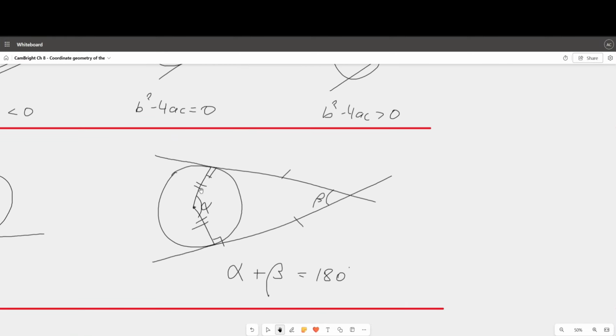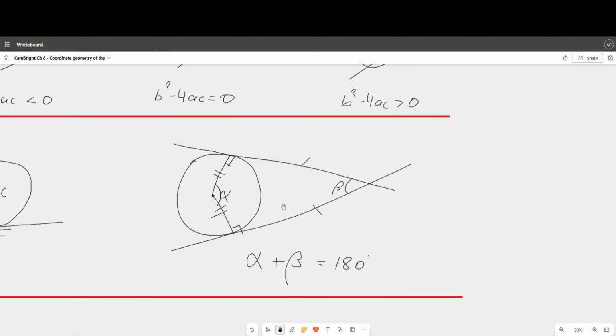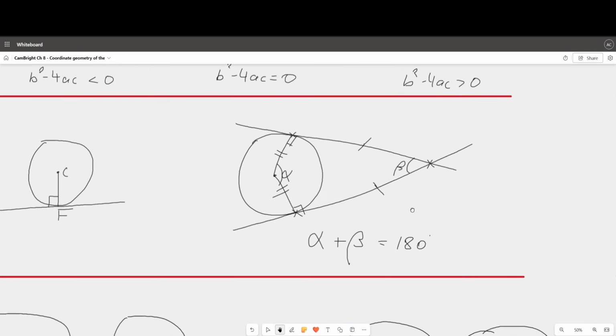Now this is something called a cyclic quadrilateral, where you have two tangents to the circle like this. The length from this point to this point and from this point to this point are the same, as indicated by these lines. And these lengths, because they're both radii, are also the same. Another thing: this angle alpha and this angle beta add up to 180 degrees. That's also another property of cyclic quadrilaterals.